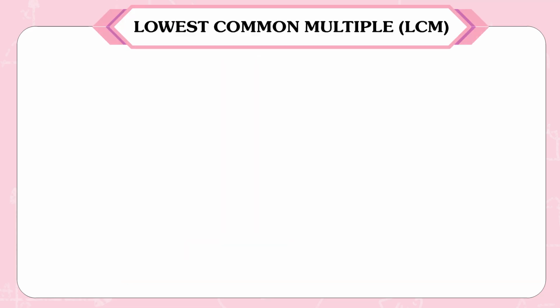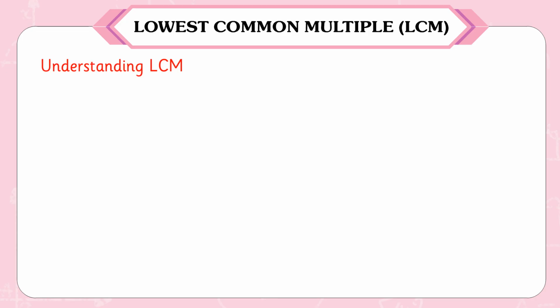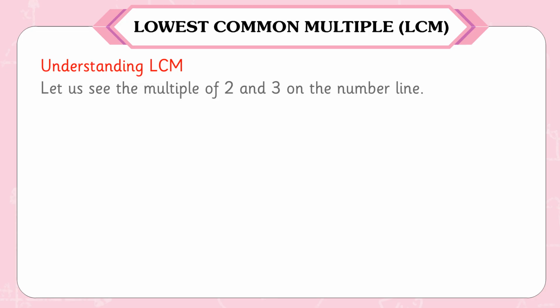Lowest common multiple, LCM. The lowest common multiple, LCM, of two or more numbers is the smallest number which is divisible by each one of the given numbers. Understanding LCM. Let us see the multiples of 2 and 3 on the number line.